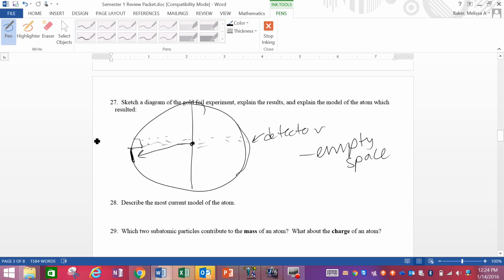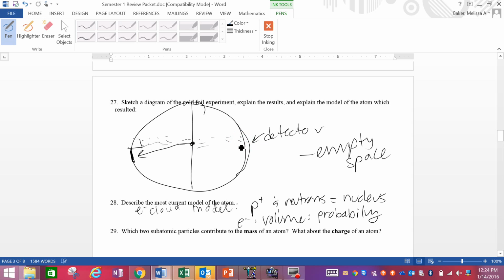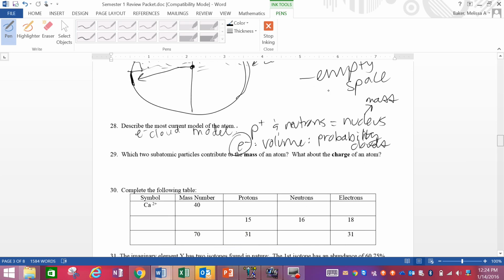Describe our most current model of the atom. It's the electron cloud model. Basically, protons and neutrons make up the nucleus, and electrons make up most of the volume of the atom, and the electrons are described as probability clouds of where they probably are. And by the way, the nucleus makes up most of the mass. Electrons do have mass, but they're so small that it's negligible. They just don't include it when they're adding up the total mass.